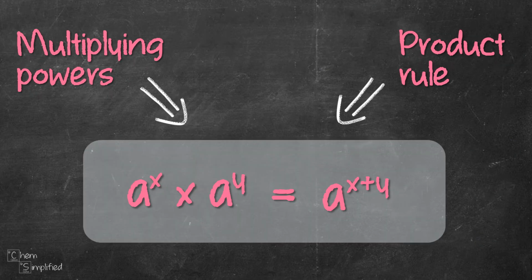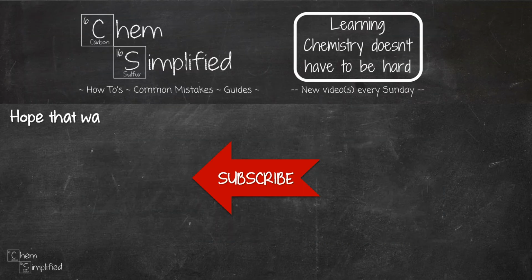To recap, when multiplying powers with the same base, simply add up the exponents.